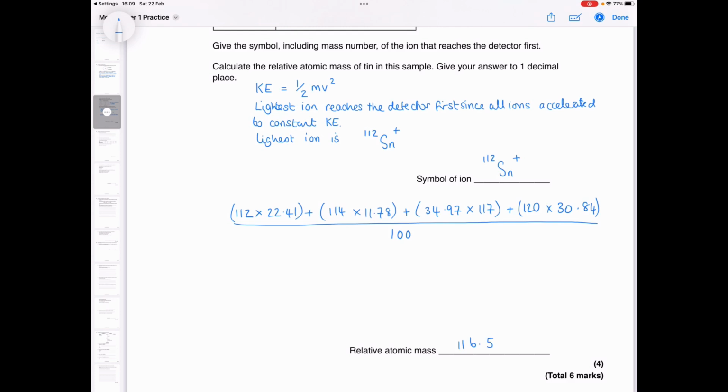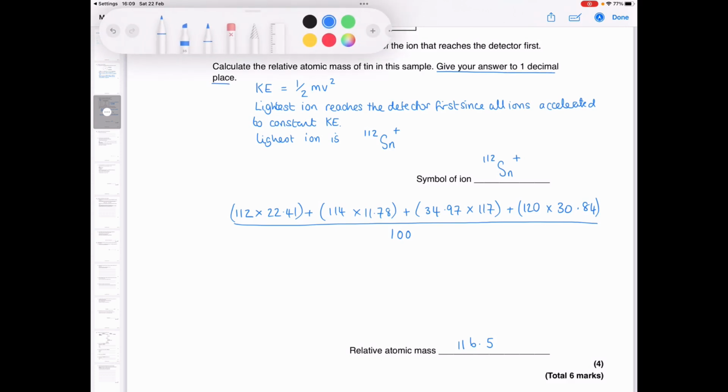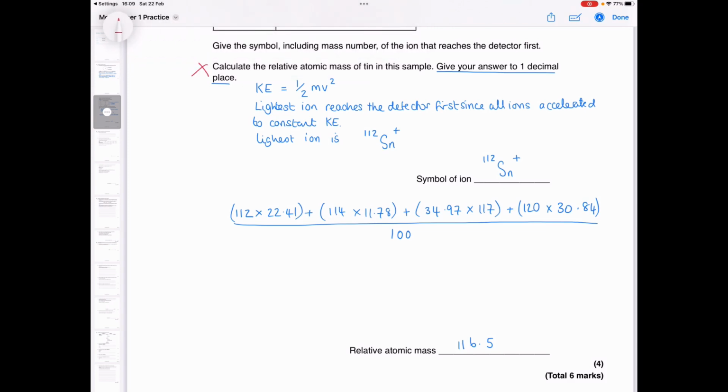It states in the question to give your answer to one decimal place. When you get to an answer like this, always look back up to see if you can spot something in the question which tells you the number of significant figures or decimal places they would like you to give the answer to. So before you finalise your answer, scan back through the question to just spot whether or not it asks you to give it to a particular level of resolution in your answer.